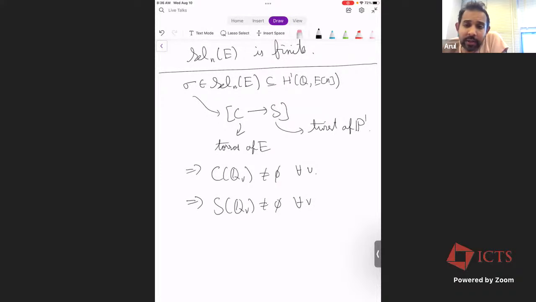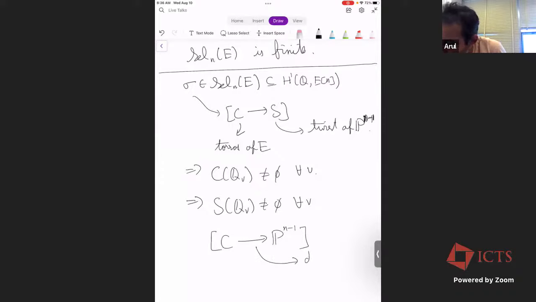However, if you have a twist of P^1, which has a point everywhere locally, then it must be, sorry, it's not P^1, this is P^(n-1). My apologies. But if you have a twist of P^(n-1) which has a point everywhere locally, then it must have a point globally, which means it must be P^(n-1) itself. So in particular, we can represent an element in the n-Selmer group by a much simpler Brouwer-Severi diagram. It's a torsor of E mapping into P^(n-1). And this is going to be a degree n map.